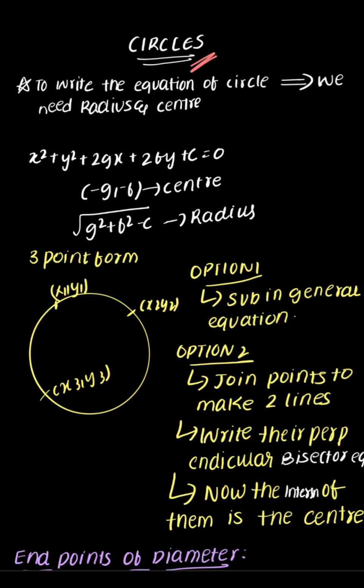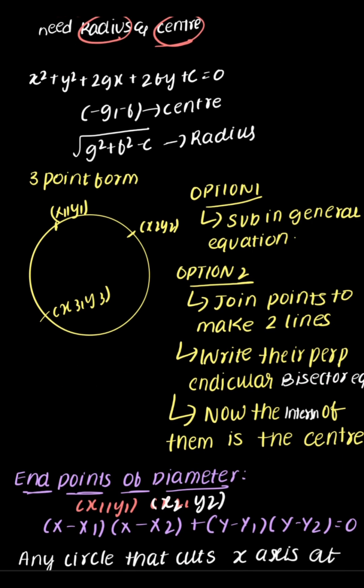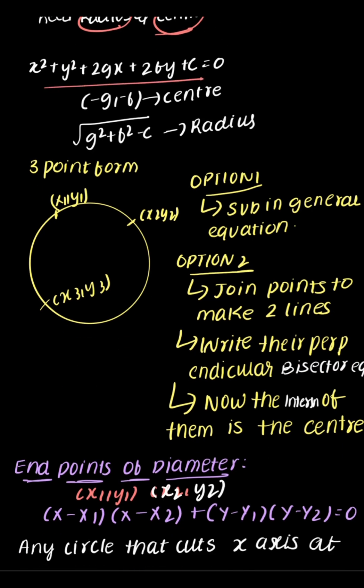Now let's get started. So we all know what a circle looks like. To write the equation of a circle we need its radius and its center. This is the general equation of a circle with center (-g, -f) and radius root over g square plus f square minus c.